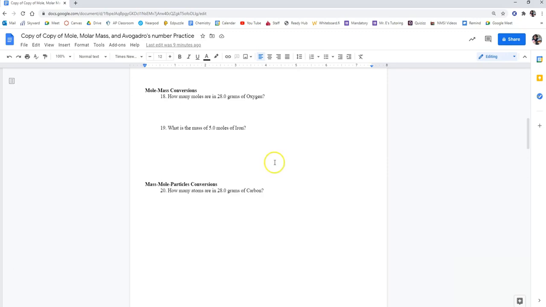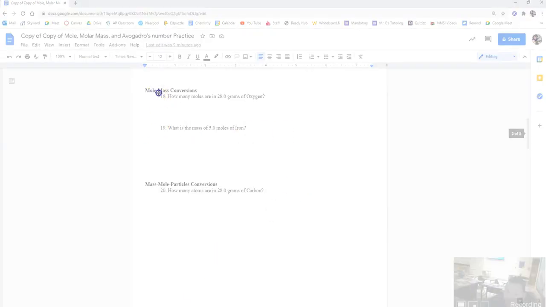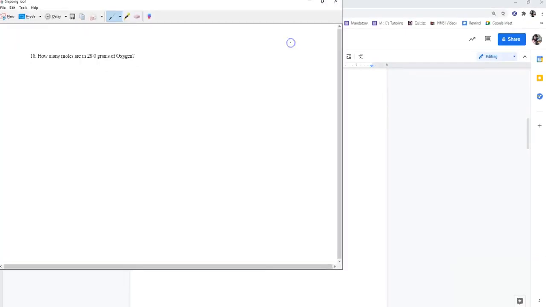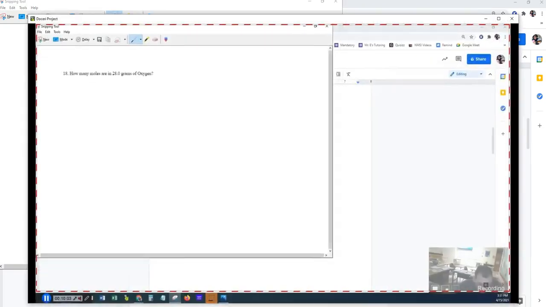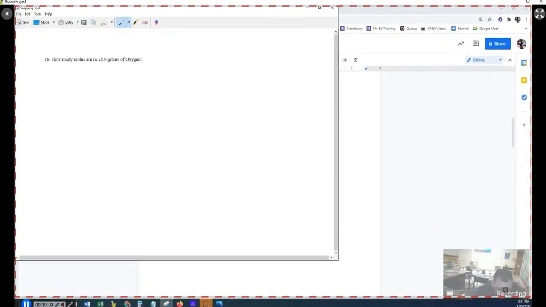How many moles are in 28 grams of oxygen? All right, how do we do this one? Let me see how I can do this. So I can probably grab just the question. There we go, and then I can write on it. All right, 28 grams of oxygen. I'm going to write what is given. 28 grams of O2. The formula for oxygen is O2.